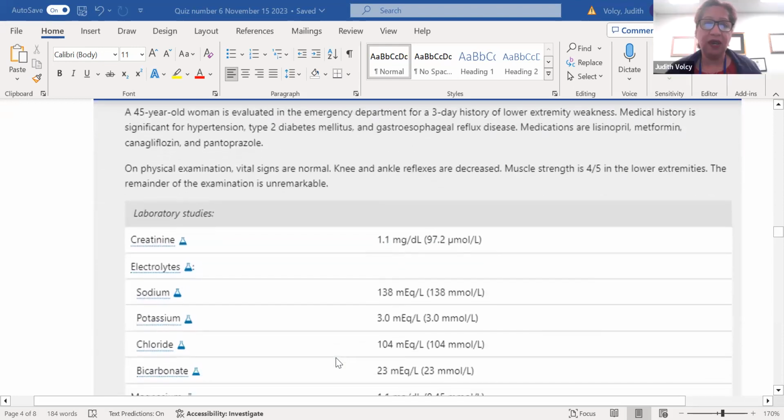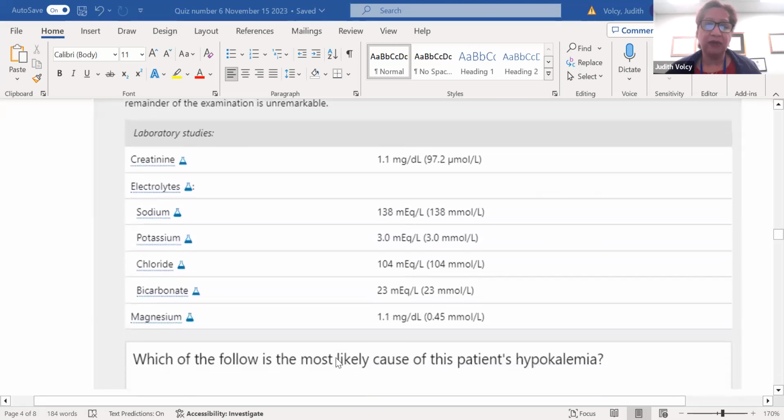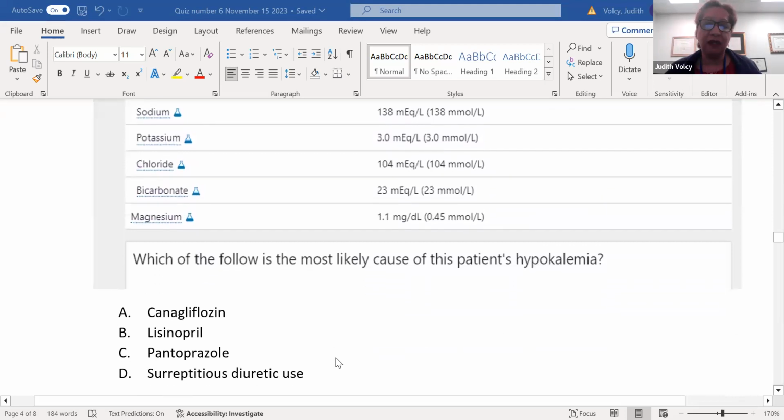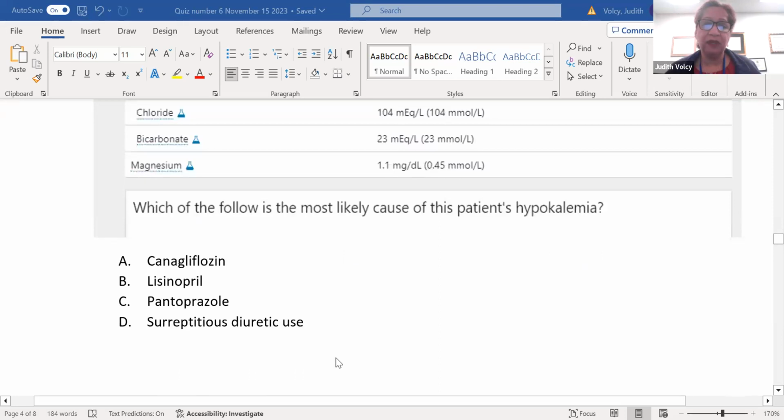So the next one. We have a 45-year-old woman evaluated in the ED for a 3-day history of lower extremity weakness. Medical history: she has hypertension, type 2 diabetes, reflux. She's on lisinopril, metformin, canagliflozin, and pantoprazole. On exam, she has normal vitals. Her knee and ankle reflexes are decreased. Muscle strength is 4/5 in the lower extremities. The rest is fine. Creatinine is 1.1. She has a low potassium of 3. Which of the following is the most likely cause of her hypokalemia? Is it canagliflozin, lisinopril, pantoprazole, surreptitious diuretic use?